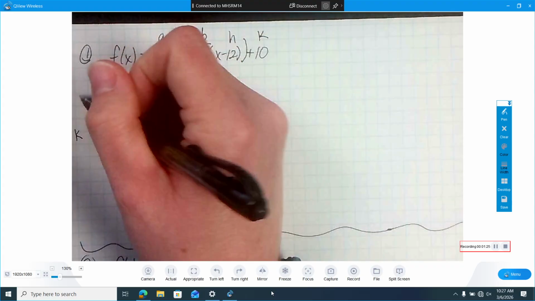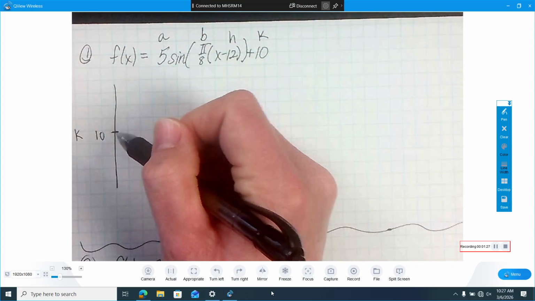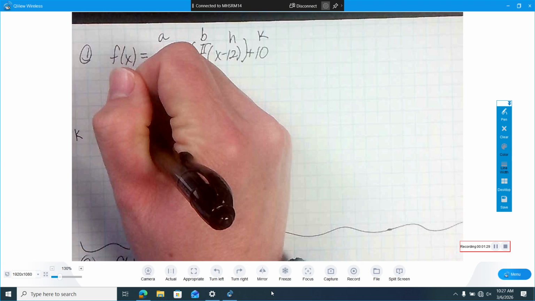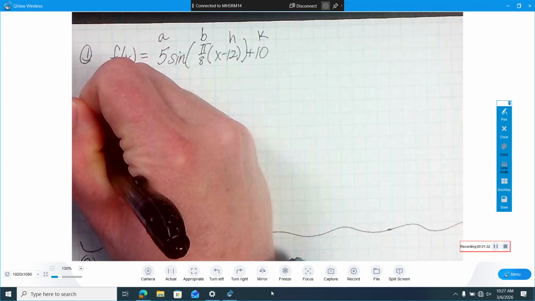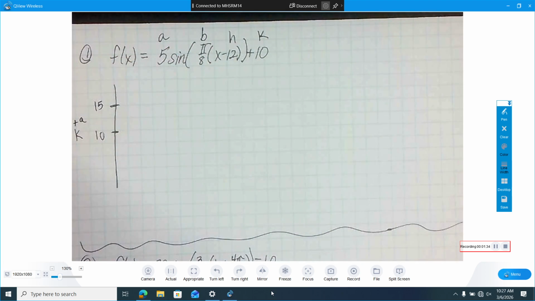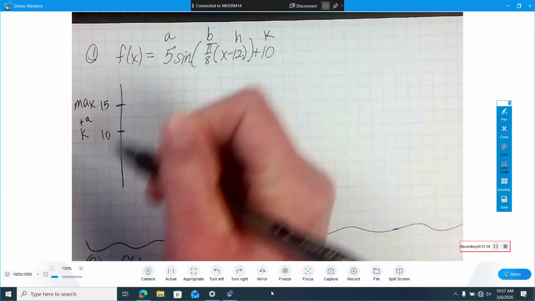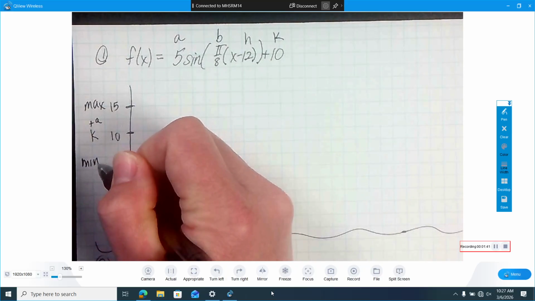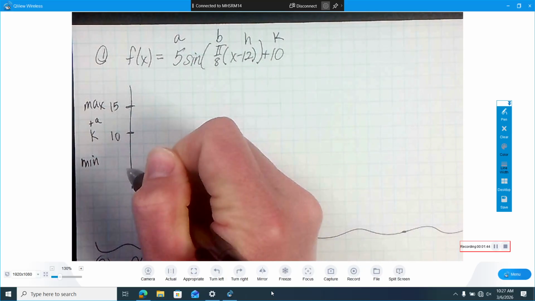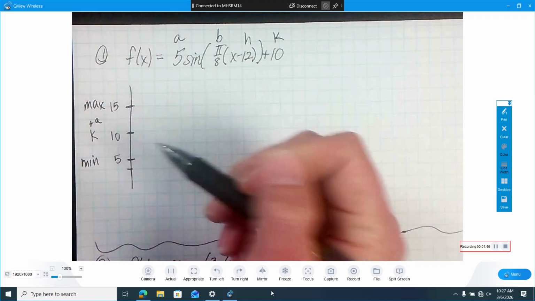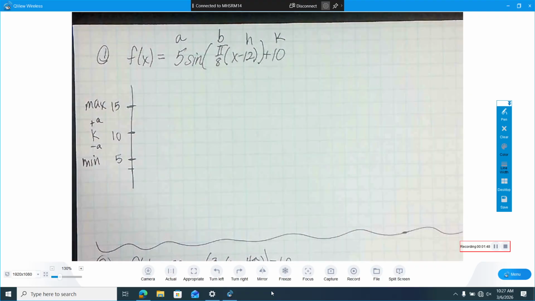And then what's our maximum value going to be of our curve? Yeah, so from yesterday, we get to add the amplitude, add that a value to get the maximum of 15. So there's our maximum. And then what's our minimum? Yeah, so that's 5. I'll put that right there. And so we can start with that k value and add the amplitude and subtract the amplitude to get our maximum and minimum. So there's our vertical axis. That's easy. No big deal.